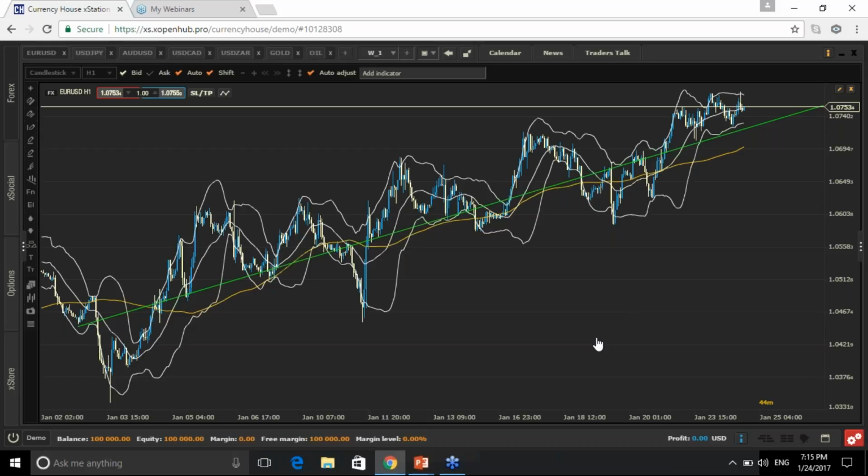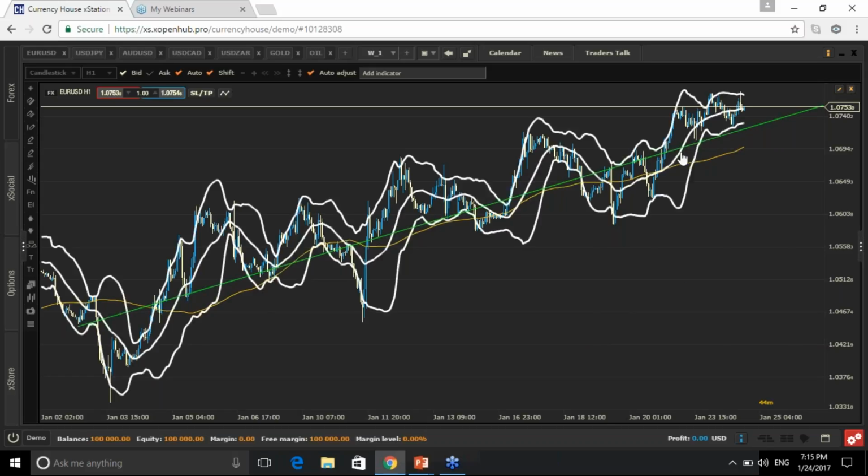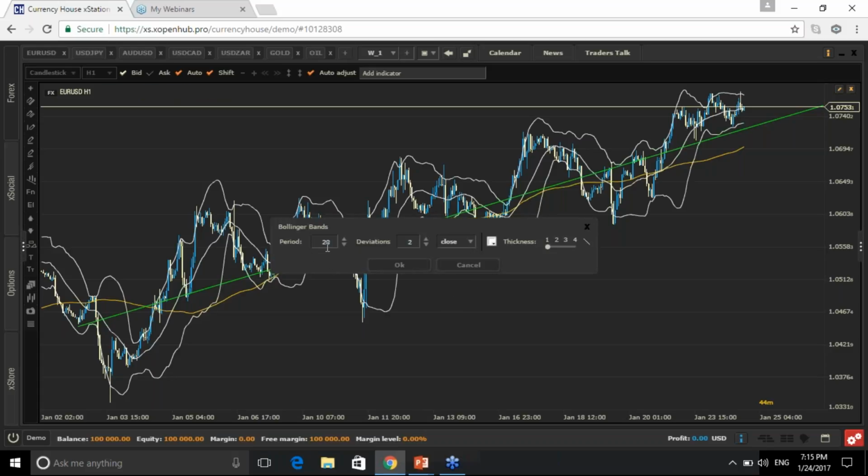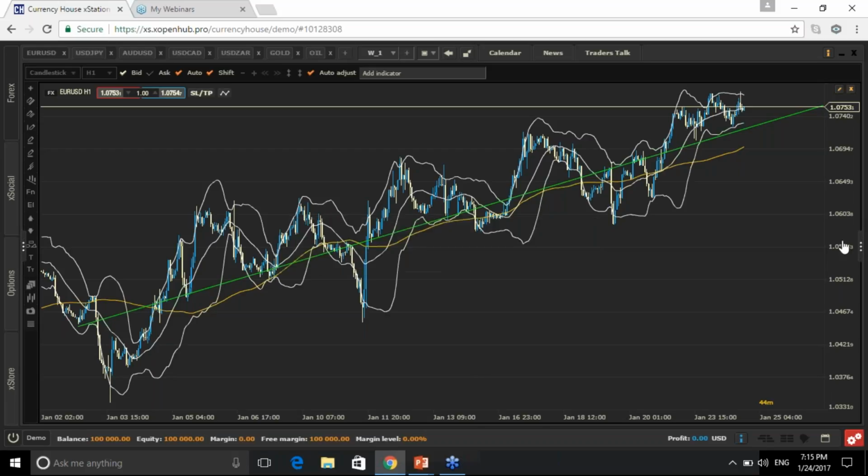What's the idea of this indicator? It is showing support lines, it is showing resistance lines. It is also showing this central line, which is a moving average with a period of 20. You remember we made the settings with a period of 20. You can change it, of course, to 89, any period you want, but 20 is most widely used.